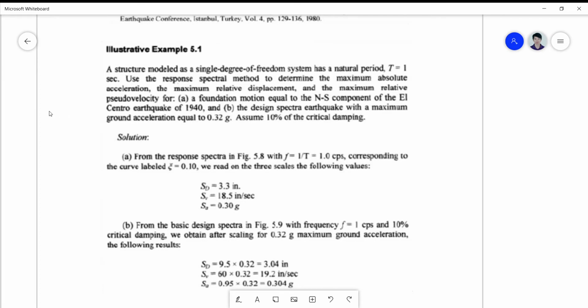Okay, we have here an example of the use of the response spectral curves or graph by simply predicting the displacement, velocity, and acceleration of a single degree of freedom system. No?